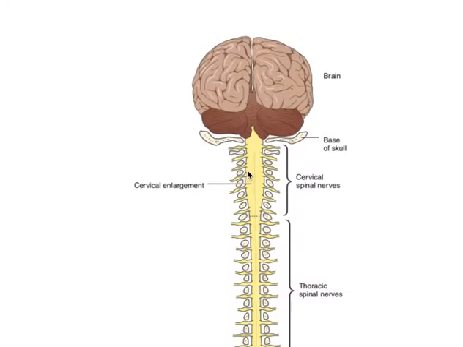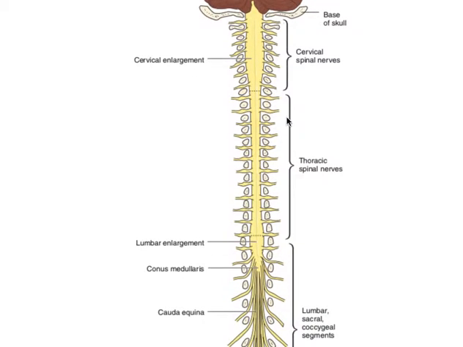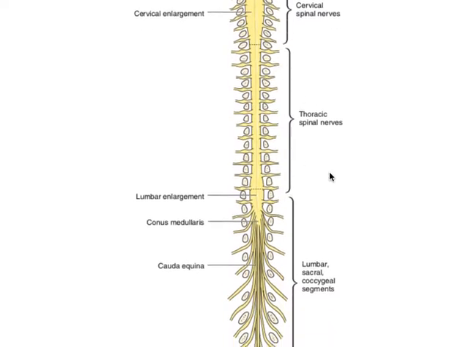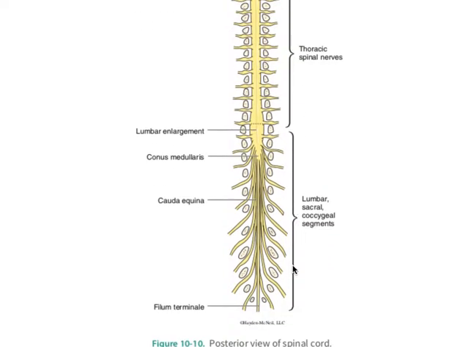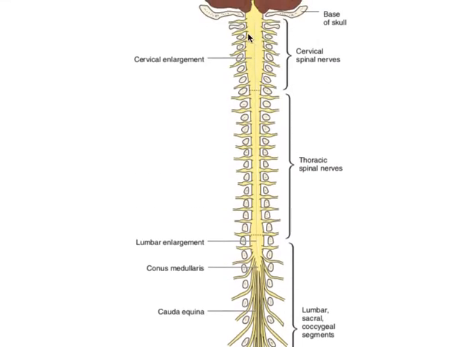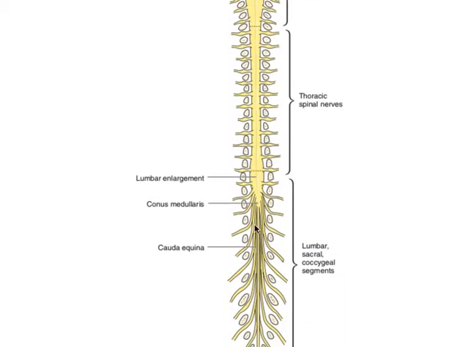Now, we were just looking at a cross-section of the spinal cord, but this would be a longitudinal look at the spinal cord. One of the things we'll notice here is that there are cervical spinal nerves, thoracic spinal nerves, and lumbar, sacral, and coccygeal segments of the spinal cord. There's a cervical enlargement and a lumbar enlargement of the spinal cord. And at the very bottom, there's what's called a horse's tail or a cauda equina, which is basically nerves that keep extending off from the bottom of the spinal cord.